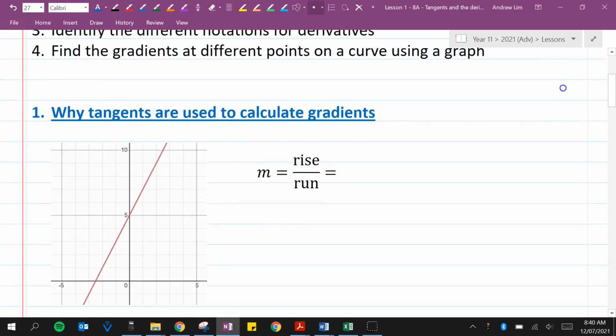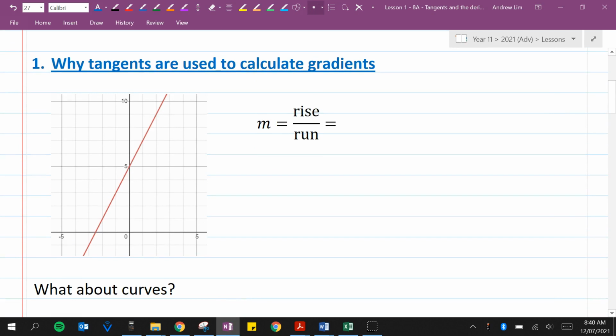So let's have a look at the first part, why tangents are used to calculate gradients. Now, when we have a straight line, when we learned about linear relationships, it was easy to find the gradient. Gradient is just rise over run. So here we've got a straight line, and to figure out its gradient, we would use rise over run. I've just picked a right angle triangle, and my rise is 4 and my run is 2. So it's 4 over 2, which is 2.